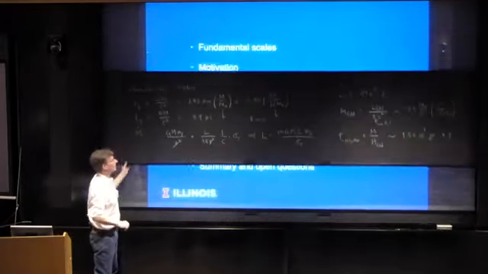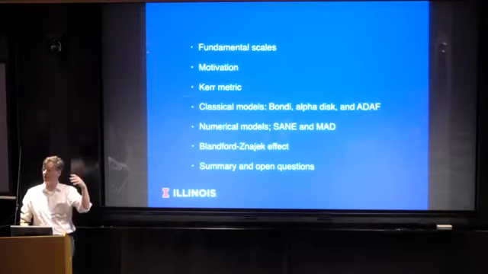Of what I'll talk about. And I've done the fundamental scales, and now I just want to talk a little bit about astrophysical motivation, talk about the Kerr metric a little bit, go on to the sort of set of classical accretion models, which I have to talk about. I don't really want to talk about them, but they're so deeply embedded in the way people talk about black hole accretion that we have to cover it. And then I'll talk about numerical models, the Blandford-Znajek effect, and some open questions.